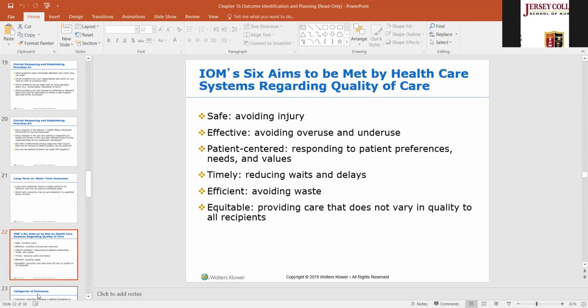Equitable: providing care that does not vary in quality to all recipients. In other words, everybody should receive the same amount or the same kind of treatment. Not, "Oh, you're Medicaid? Let me go get the other stuff and use it on you because you don't have insurance. So I have this other product. It doesn't really work that great, but it's okay because you're not paying for it anyway. And I'll give the good stuff to the people that have the good insurance."